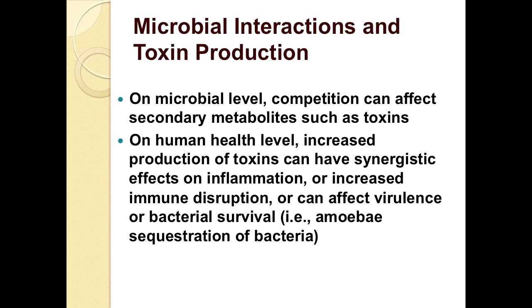So, to sum up, microbial interactions and toxin production: on a microbial level, competition can affect secondary metabolites. On a human level, increased production of toxins can have synergistic effects on inflammation or increased immune disruption, or can affect virulence or bacterial survival.